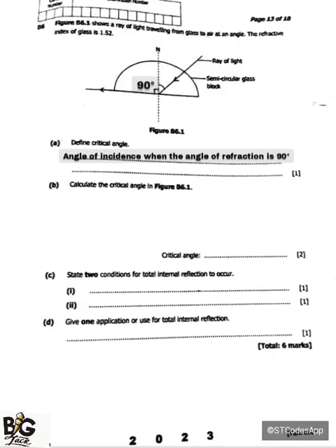Then apart from that one, we have question B. Question B says, calculate the critical angle in figure B6.1. Here I was saying the critical angle is the angle of incidence when the angle of refraction is 90 degrees. So sine critical is equal to sine angle of refraction over refractive index. In place of the sine of the angle of refraction, I'm going to put 90 degrees. When you punch sine 90 on your calculator, you get 1. Therefore, the formula for calculating the critical angle is sine critical is equal to 1 over refractive index.